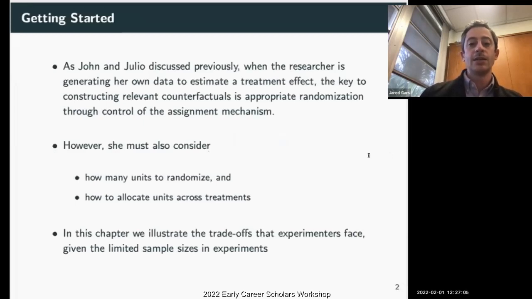You're going to have to consider the appropriate sample sizes, which basically boils down to two things. One is the optimal number of units that you're going to randomize, and then how you arrange those across treatments. So what we're going to do now is discuss some of the trade-offs that experimenters face given the limited sample sizes that we have in experiments, due to a number of things, such as your budget or how many units you have available to you.